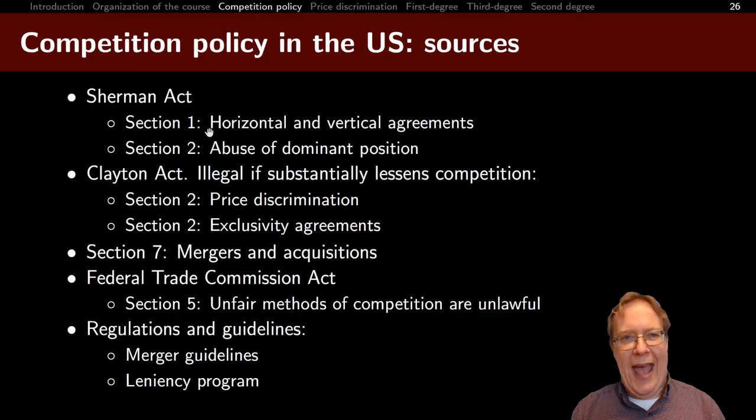And the Sherman Act covers horizontal and vertical agreements between firms. I will definitely go into that much more in the remainder of this course, and also abuse of dominant position. So if you have a dominant position, if you are a monopoly, for example, you are not allowed to abuse that position. There are a couple of other laws as well. There's the Clayton Act and the FTC Act. Again, more details in the book. Let me not go into that in too much detail.